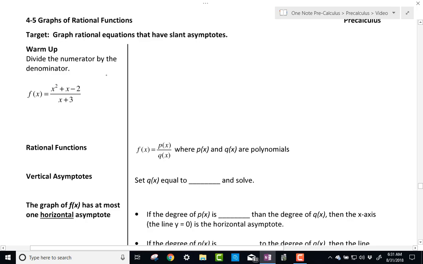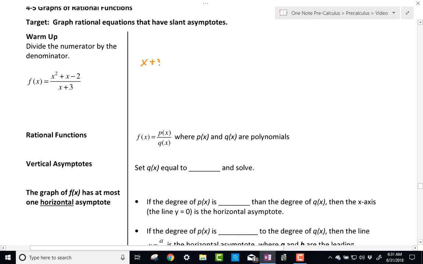So it says divide the numerator by the denominator. I've got two options here. I can either do long division or synthetic division in order to get this done. I'm going to choose synthetic just because it's faster and easier. So I'm going to do x plus 3 equal to 0. Whenever I do synthetic, I need to make sure that I'm using the solution to the factor in the denominator, not the actual factor itself. I'm going to list the coefficients of the numerator here. That would be 1 from the x squared, 1 from the x, and negative 2 from the constant.